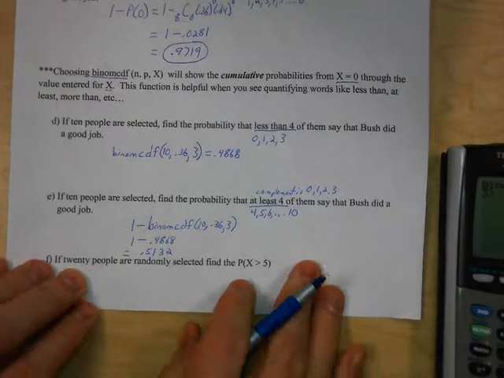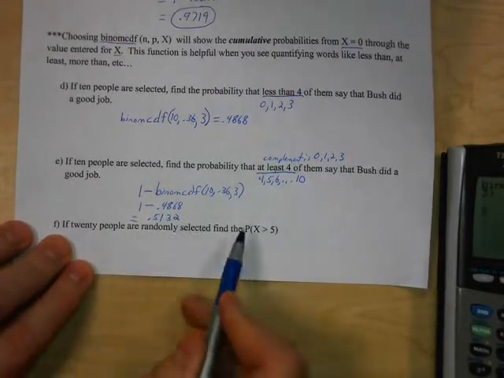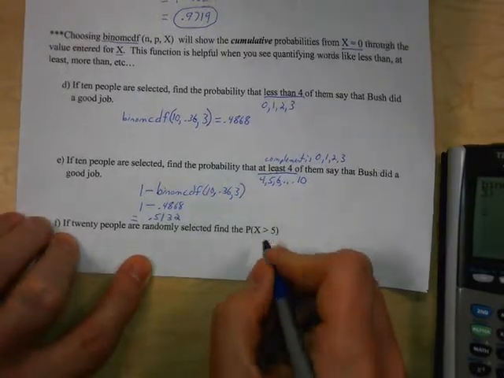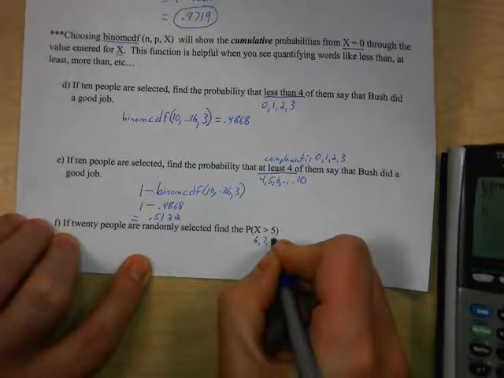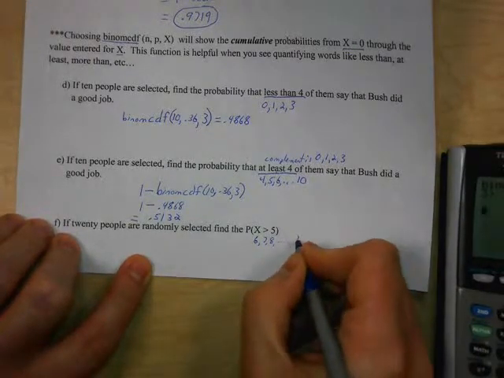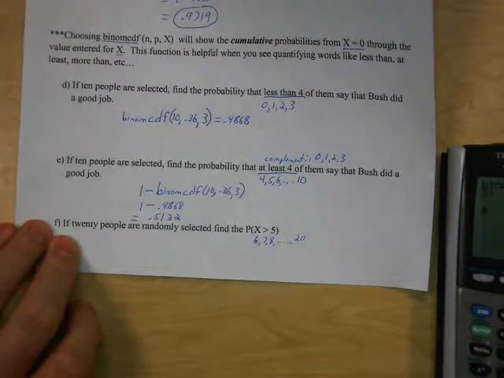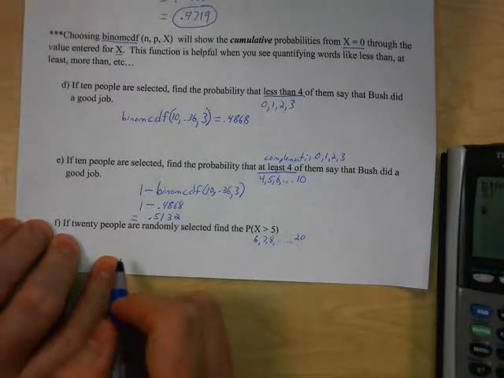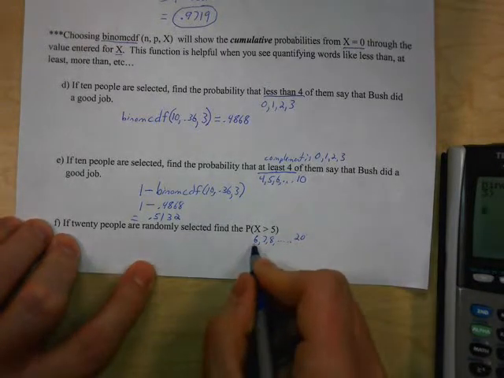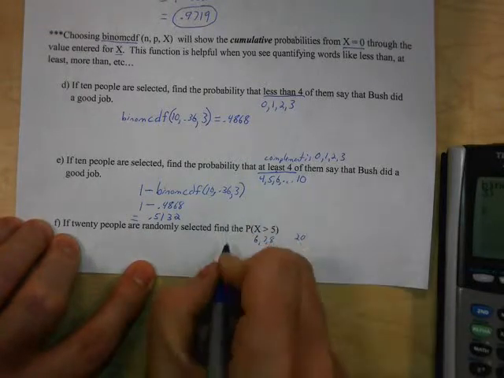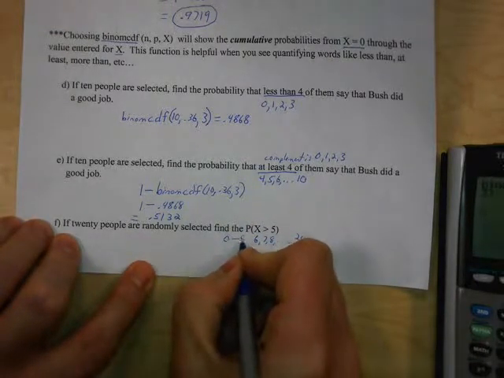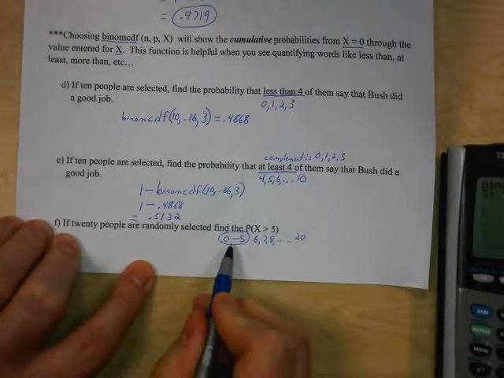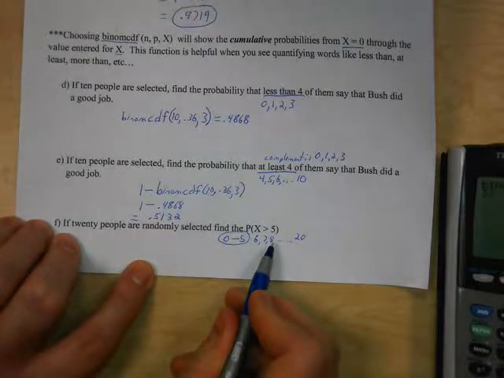Okay, then part F, it says if 20 people are randomly selected, find the probability that x is greater than 5. Well, greater than 5, that's basically saying that 6 or 7 or 8 all the way up to 20. Well, again, using the binomial CDF, that would find from 0 up through a number. Well, notice what we're missing here, 6, 7, 8 all the way up to 20. What we're missing is 0 through 5. So that is what we need to find, and then subtract it from 1 to find what we're looking for.